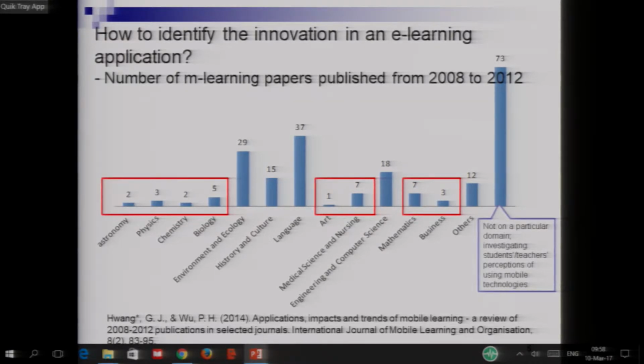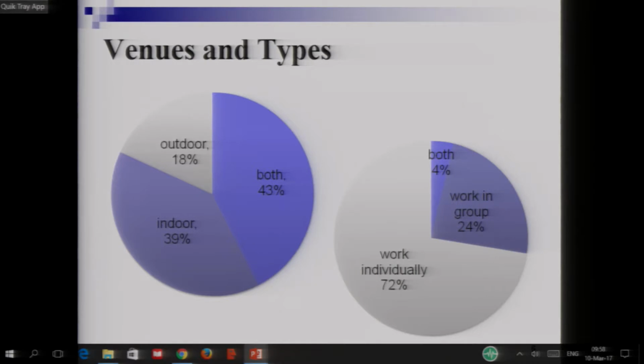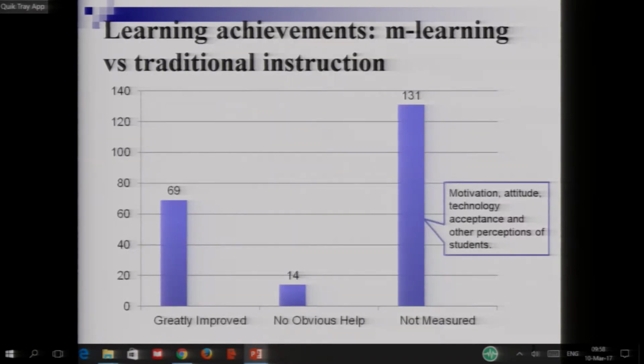So when we read this review paper, we know mobile technology has been applied to some of the courses more frequently, but to the others not so frequently. We also know that mobile technology can be used indoors, outdoors, and also from indoor to outdoor. That means it can be used to link what we learn in the class to what we observe in the field, or situated in a real-world environment. It also has been applied to engage students to learn individually or in groups, that means collaboratively. That's what we learn from the review paper.